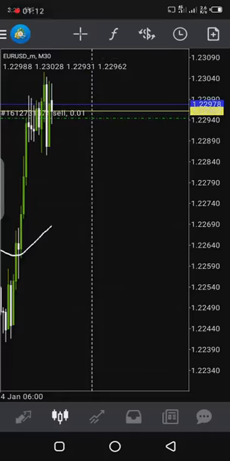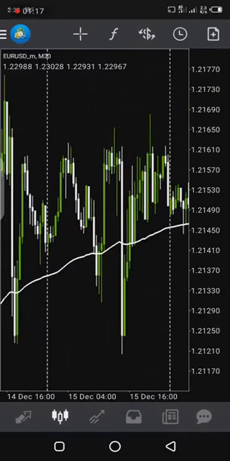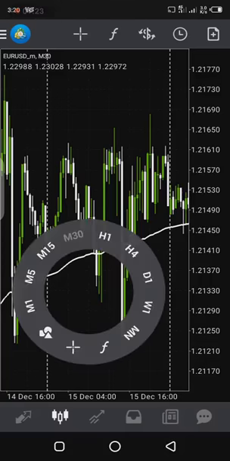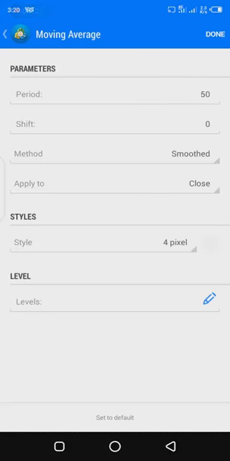So now let's go on to today's strategy. We'll be using just the 50 moving average. It can be used on both Boom and Crash indices, and also currency trading.